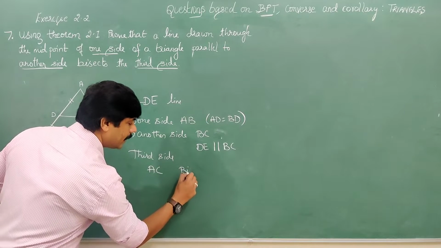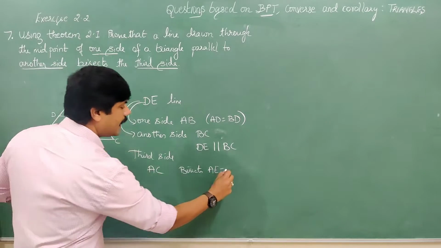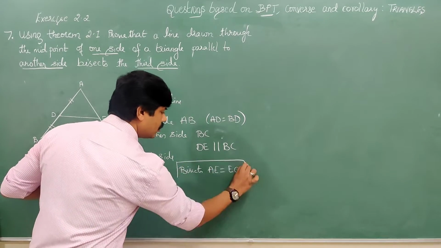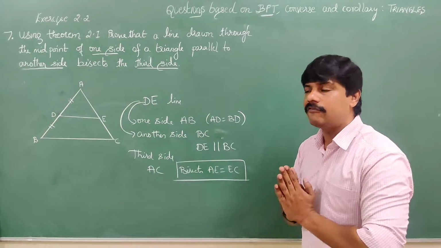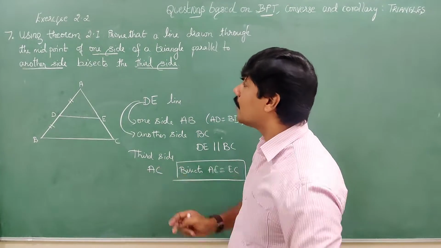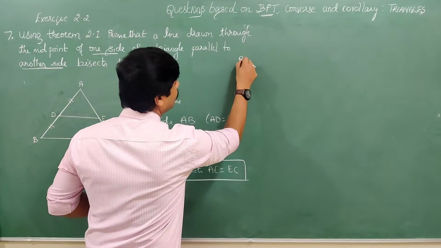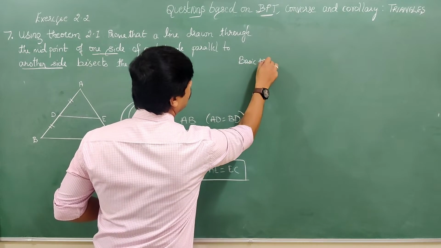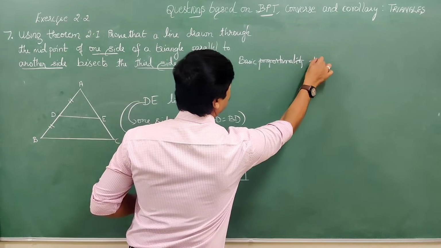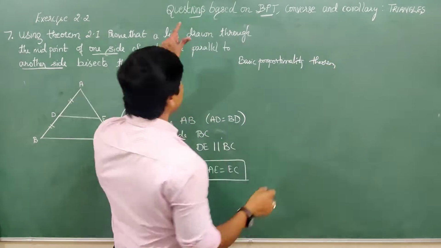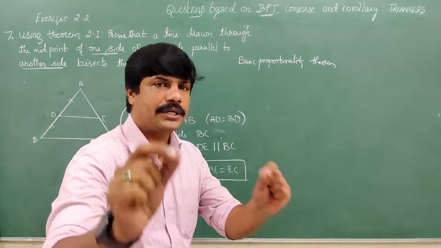We have to prove that this particular line bisects the third side AC. Bisects means AE is equal to EC. We have to prove AE is equal to EC. This is the statement put in mathematical form. Once again, read properly: using theorem 2.1. Which is the 2.1 theorem? The basic proportionality theorem is the 2.1 theorem. That means you should know the statement, its condition, everything.